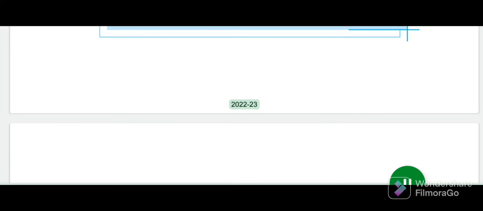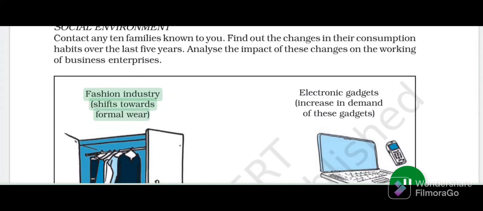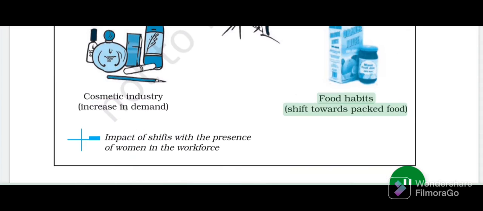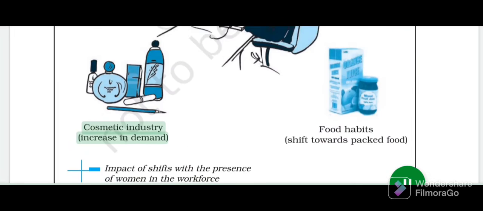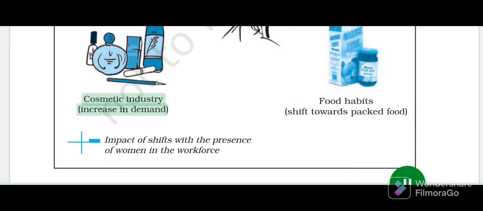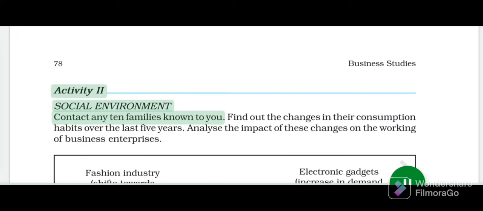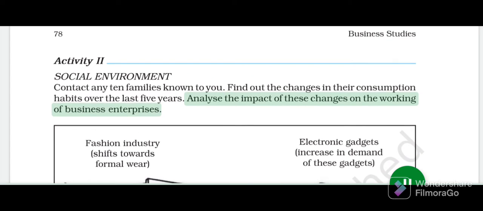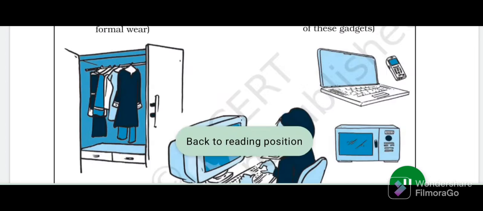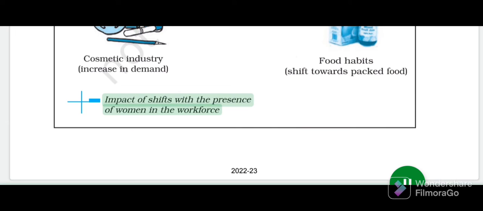Fashion industry shifts towards formal wear. Food habits shift towards packed food. Electronic gadgets, increase in demand of these gadgets. Cosmetic industry, increase in demand. Activity on the social environment: Contact any 10 families known to you. Find out the changes in their consumption habits over the last 5 years. Analyze the impact of these changes on the working of business enterprises. Impact of shifts with the presence of women in the workforce.